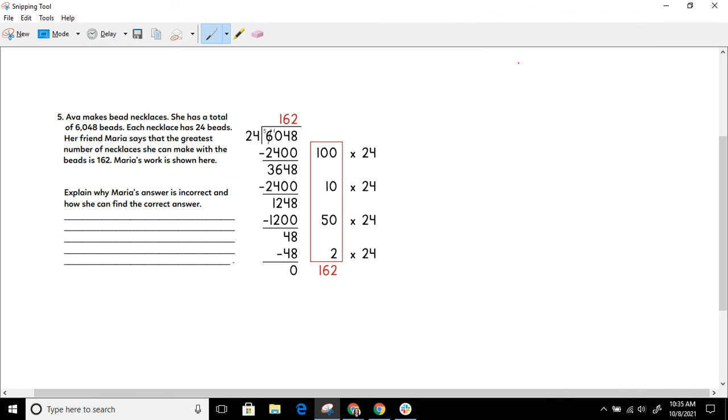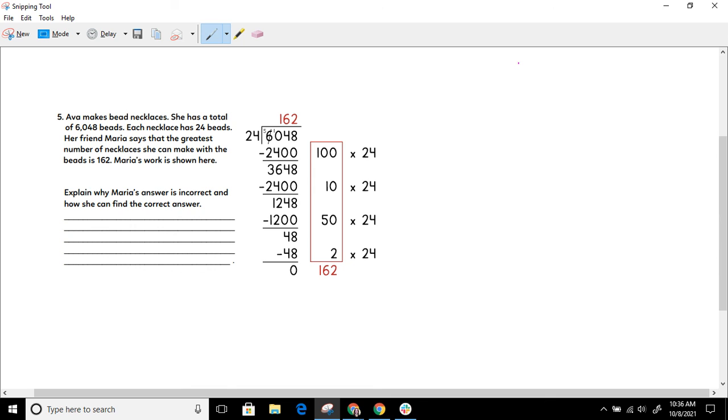Number 5, you've got a word problem. Ava makes bead necklaces. She has a total of 6,048 beads. Each necklace has 24 beads. Her friend Maria says that the greatest number of necklaces she can make with the beads is 162. Maria's work is shown here. So you see the work that she's done for the math problem of 6,048 divided by 24. Explain why Maria's answer is incorrect and how she can find the correct answer.